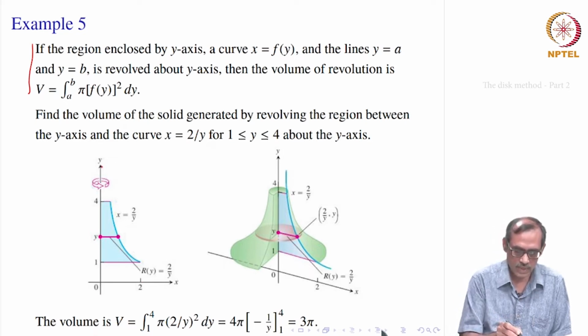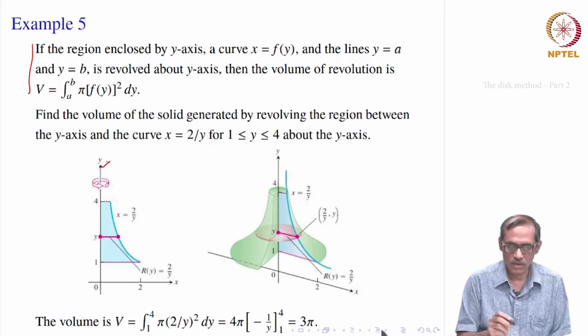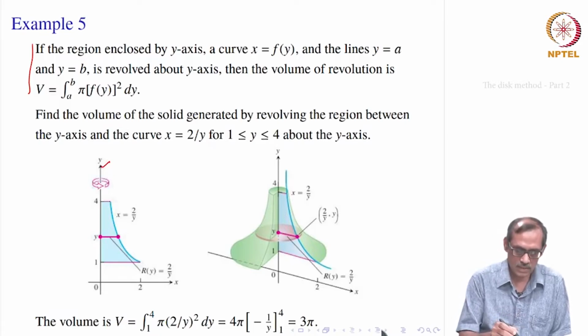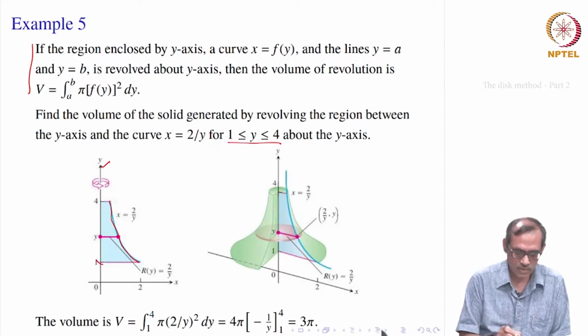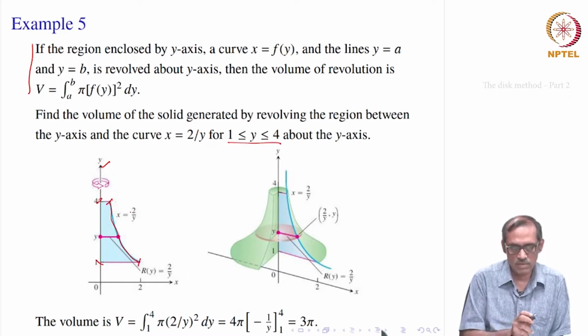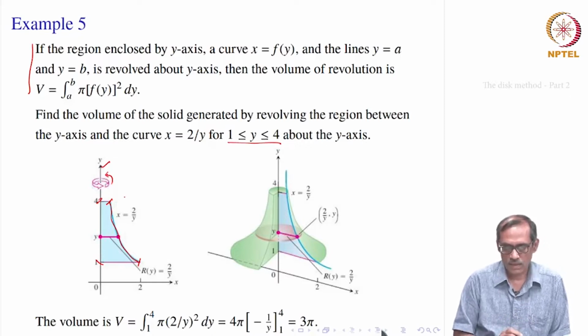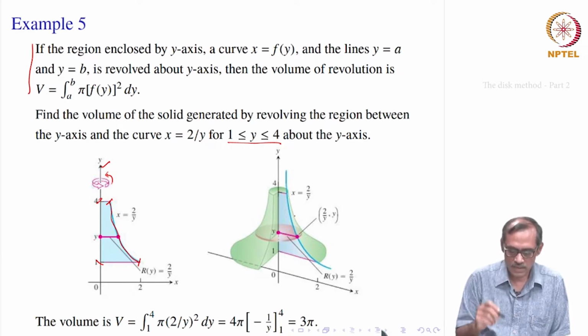and the curve x equal to 2 divided by y, this is the curve, for the portion of the curve where 1 is less than or equal to y less than or equal to 4. So, this is the portion of the curve that is being revolved around the y axis. So, look at this, it is revolved around the y axis. So, you get a solid which is painted green here in the second picture. We want to find such a volume.